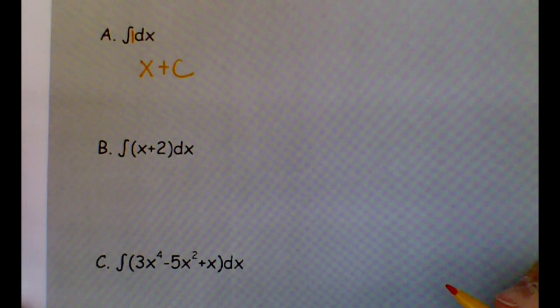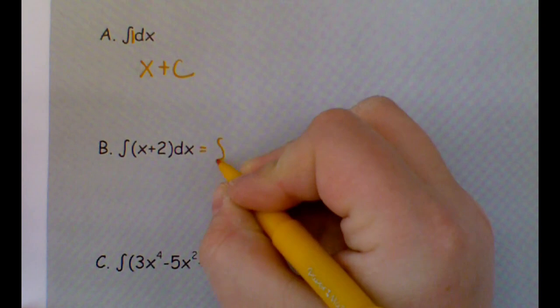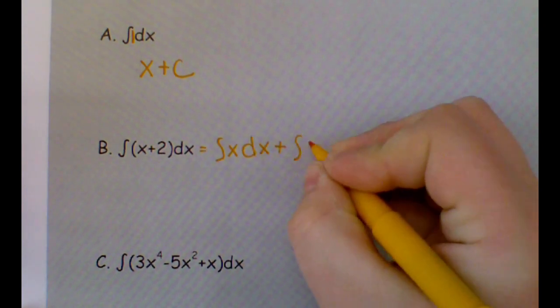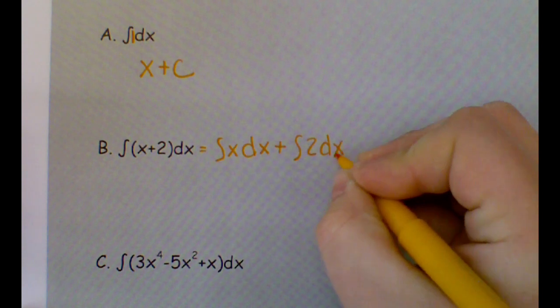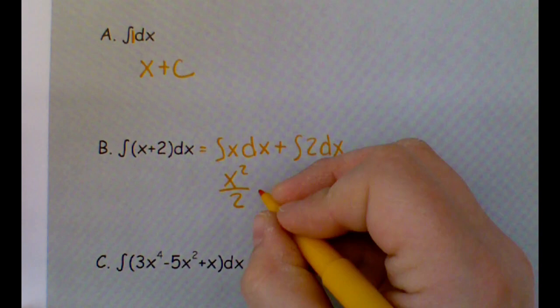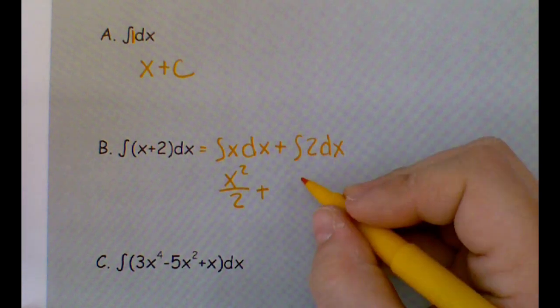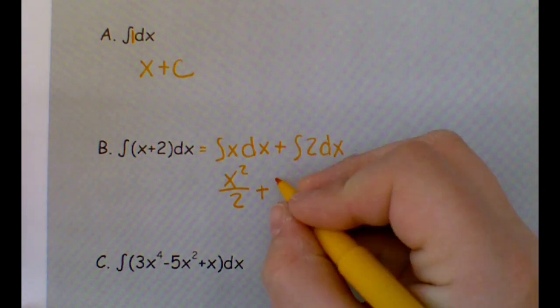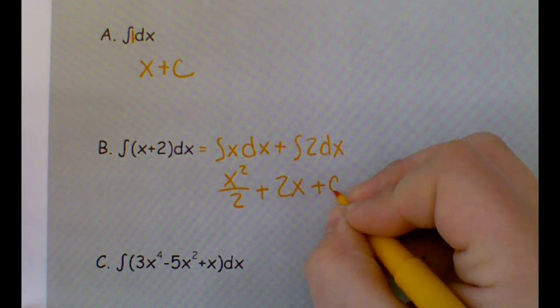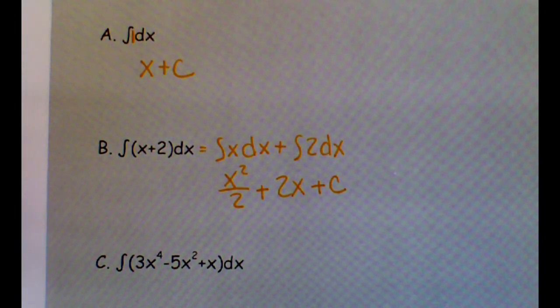Antiderivative of x plus 2 dx. Remember, we can split that apart into the antiderivative of x dx plus the antiderivative of 2 dx. The antiderivative of x is x squared over 2 plus c. The antiderivative of 2 is 2x plus c. We can just put a single plus c on the end.